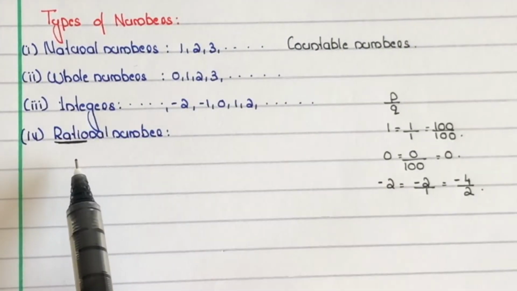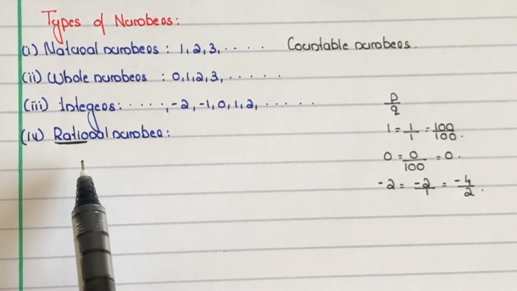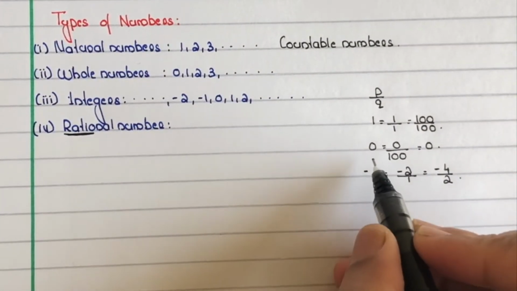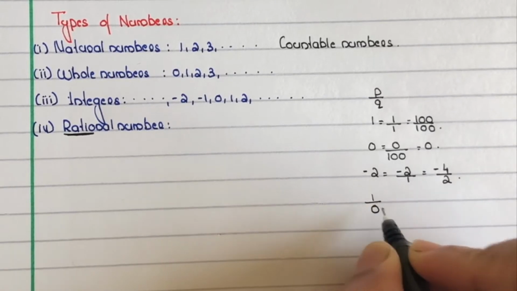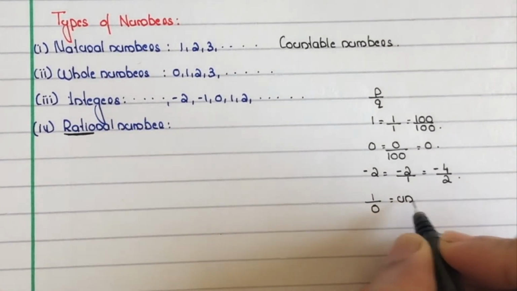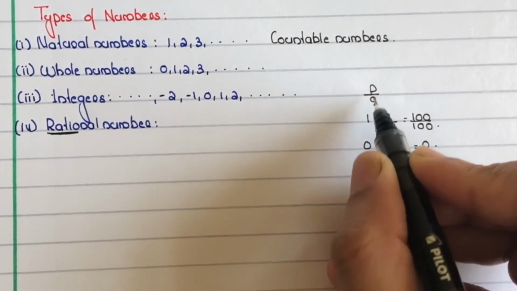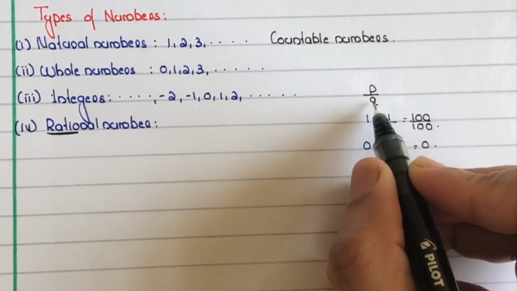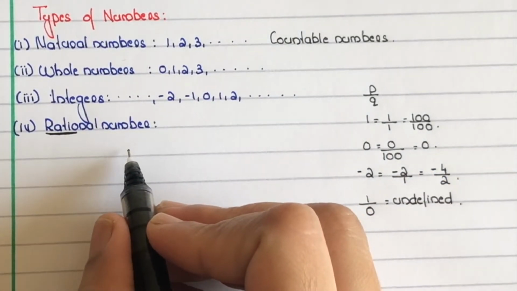So now you can say that ratios of integers are called rational numbers. And we all know that if the denominator is 0, as in 1 by 0, then the value is undefined. So you get one condition for rational numbers. What is that? Integers which can be expressed in P by Q form where Q is not equal to 0 are known as rational numbers.